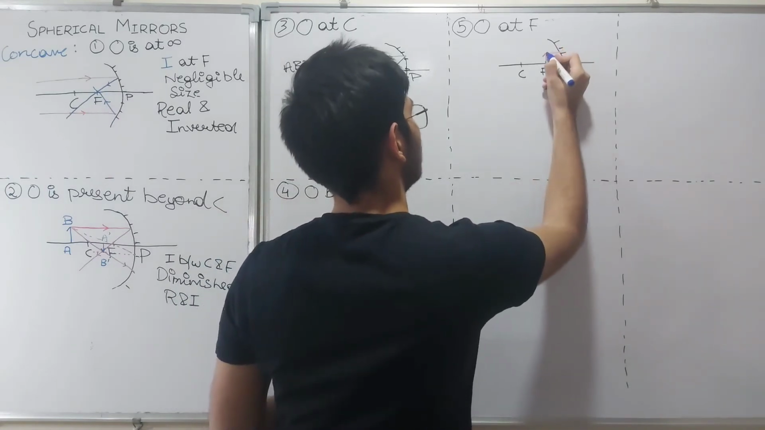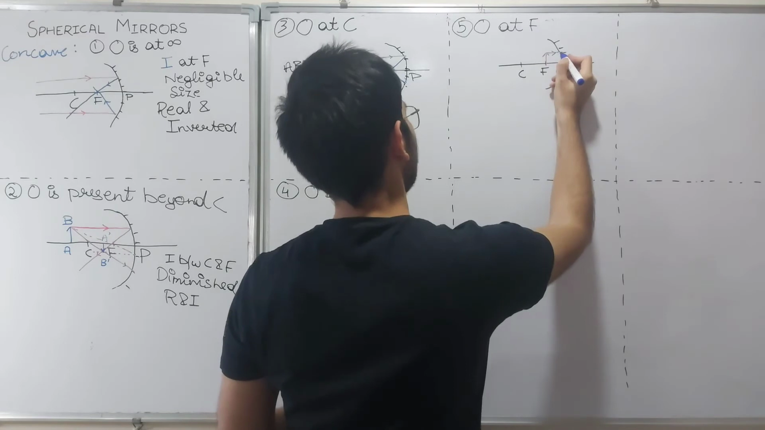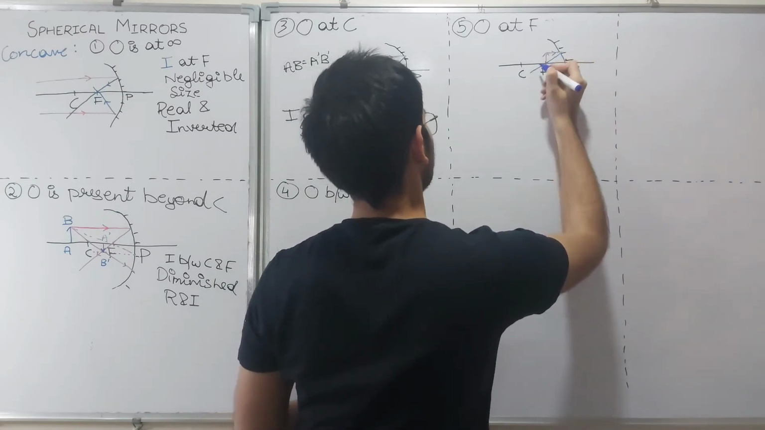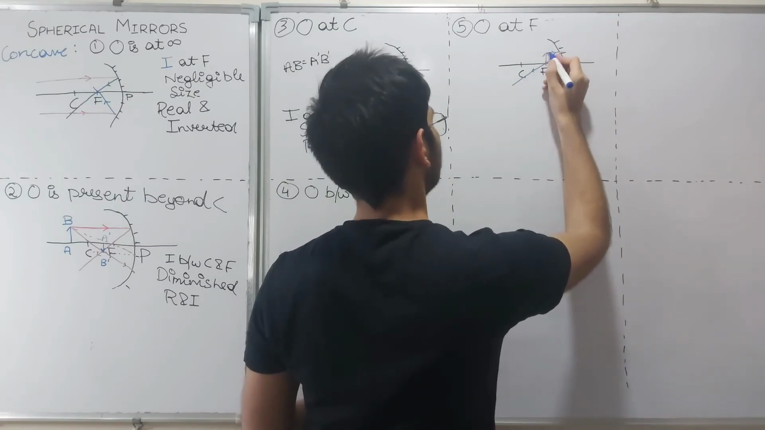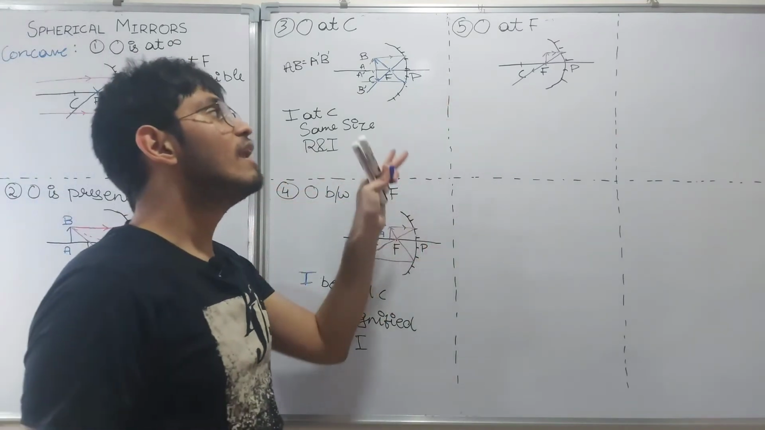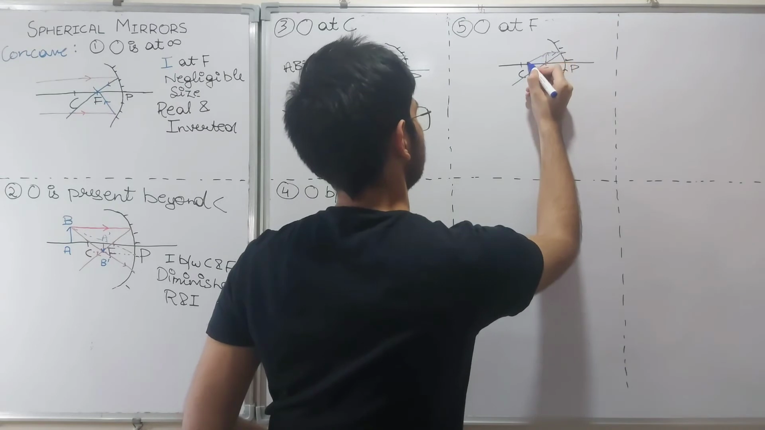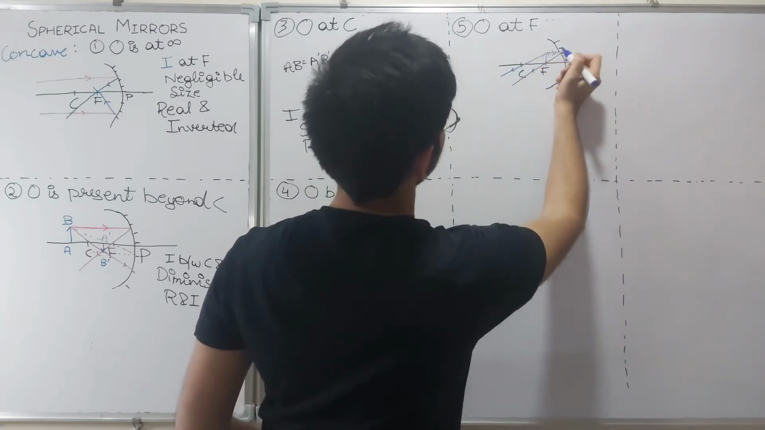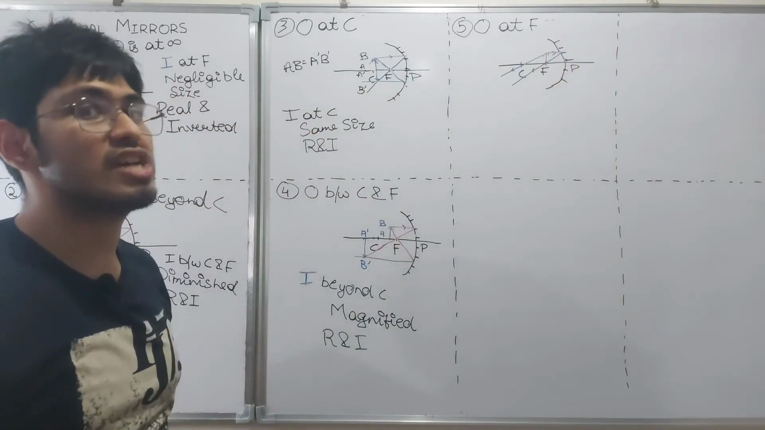This is our object. Where will the ray of light pass? This is the ray of light which will pass parallel to the principal axis, and because it is passing parallel to the principal axis, it will always pass through the focus. Let another ray of light pass through the center of curvature. It is passing through the center of curvature. Okay, this is correct.